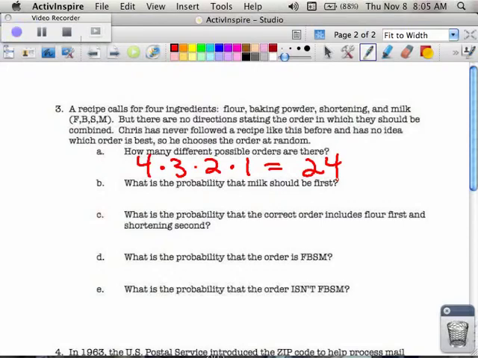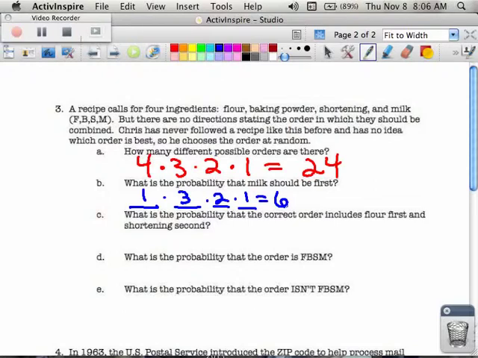Then the second thing says, what's the likelihood that milk is going to be first? So when you look at that, if I'm choosing milk first, there's only one way I can do that. Right? You have to pick the milk first. There's no choice. Then, how many ingredients are left over? 3, and then 2, and then 1. So this is a total of 6 ways that you could be picking things where milk has to be first. Okay, 6 ways where milk is first. But that's not the answer to the question.